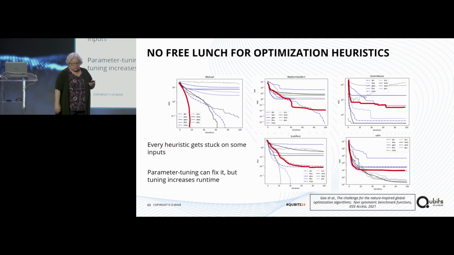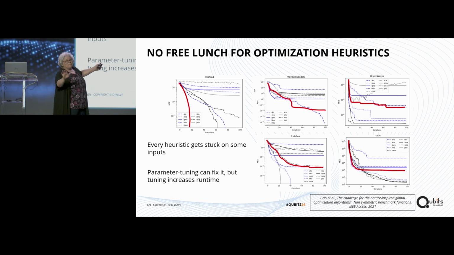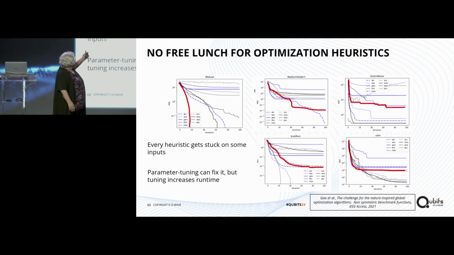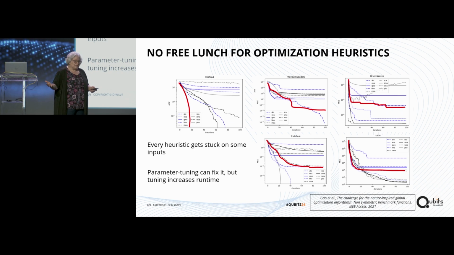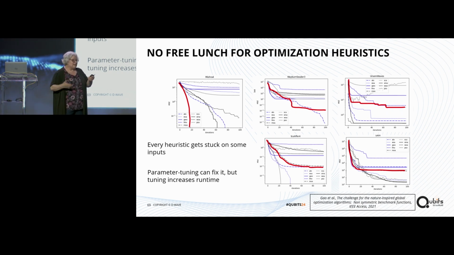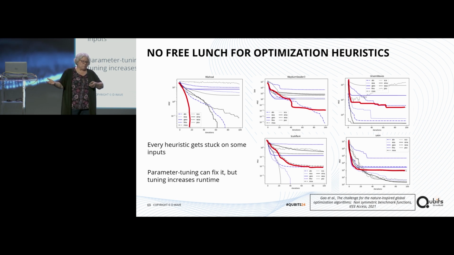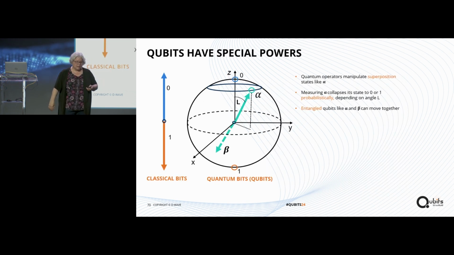And I'll skip this no free lunch part, but basically the idea is I marked one in red. This is from a paper, has nothing to do with quantum. You can always get your heuristic to do well on one input, but if you try that same parameterization on other inputs, it's just not going to work. So you're always kind of stuck in this, how much time do I spend optimizing my parameters?